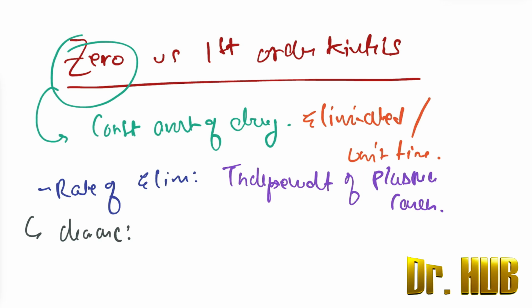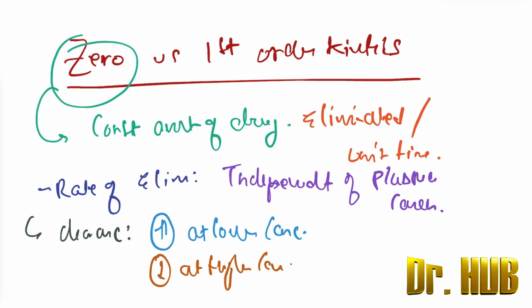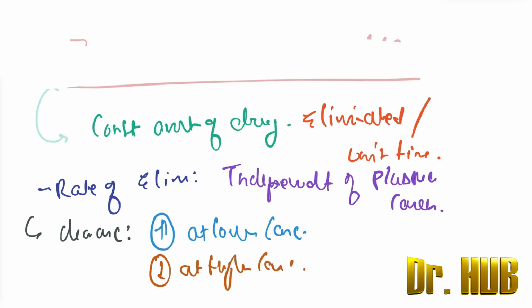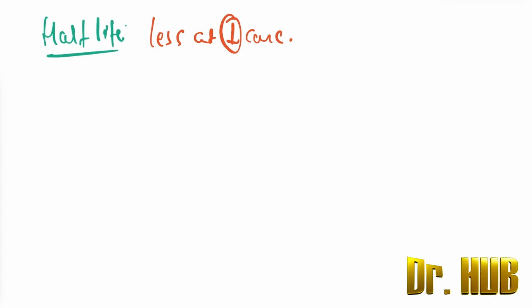Next comes a question on the clearance. In terms of clearance, it is more at lower concentration and less at the higher concentration. Next comes a question on the half-life. The half-life is less at the lower concentration, and it is more at the higher concentration.